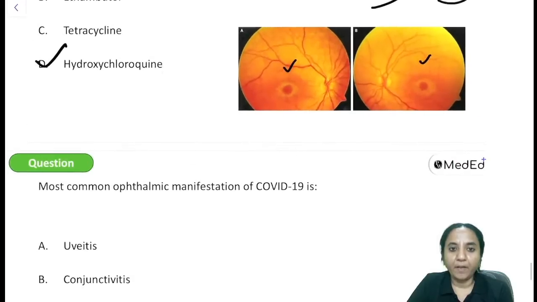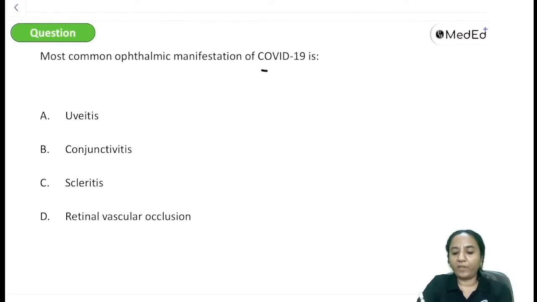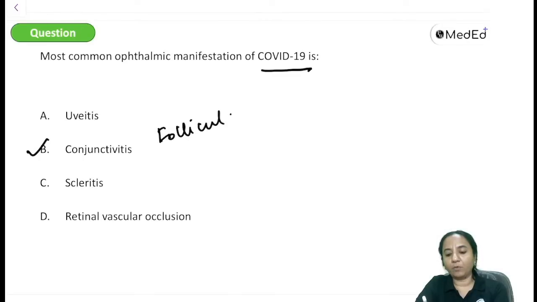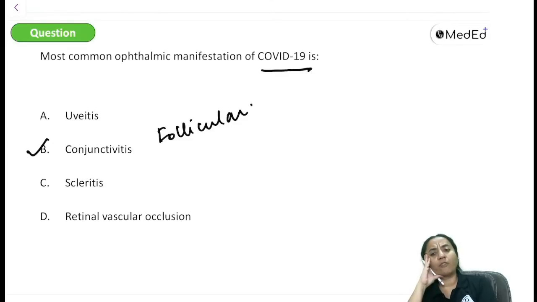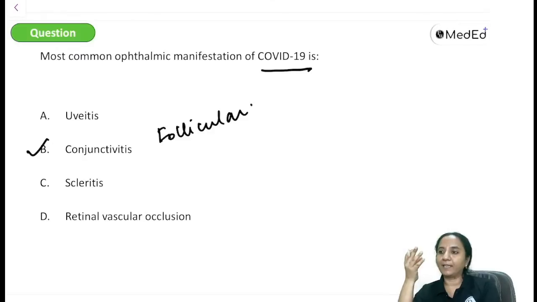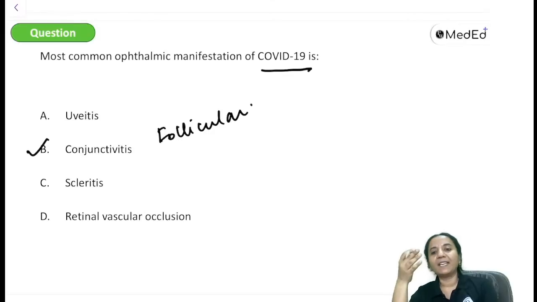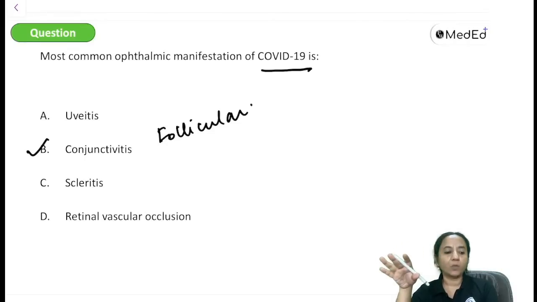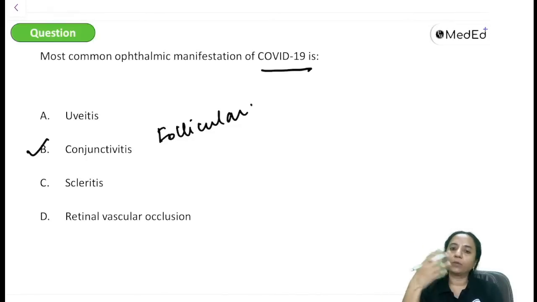Okay, next question. Most common ophthalmic manifestation of COVID-19. So in COVID-19, the most common ophthalmic manifestation is follicular conjunctivitis. Follicular conjunctivitis is an ophthalmic manifestation of many upper respiratory tract viral infections also, not just COVID. But this is something which has shaken all of us, so that's why we are saying this. Apart from COVID, follicular conjunctivitis associated with upper respiratory tract infections is quite common. COVID is also an upper respiratory tract infection to begin with, and it also causes follicular conjunctivitis.